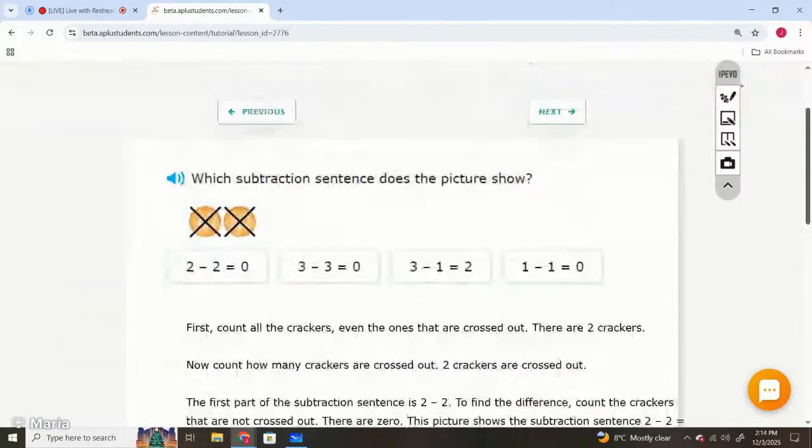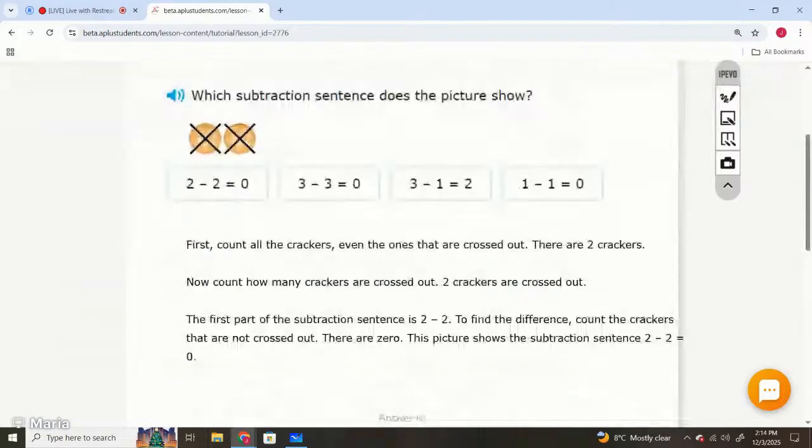Which subtraction sentence does the picture show? So we are given the picture, we need to select the sentence from the given options. So you need to count the balls. We have biscuits, I think. So we are given two of them, right? And they all are crossed out. We need to write it in sentence form. So how do we write? We can write it as 2 take away 2 equals 0. Got it?